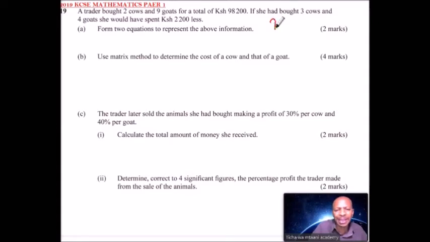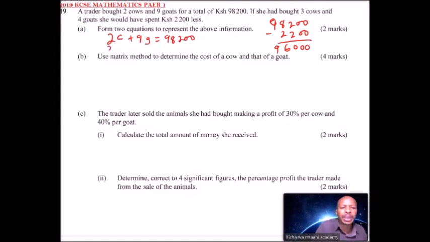So it is 98,200. You minus 2,200. So this will give you 96,000. So he would have spent 96,000. So to form the two equations, you can say, let C represent the cow. So you can say 2C plus 9 goats, G for goats, is equals to 98,200. Then we have, if we had bought 3 cows, plus how many goats? 4 goats.